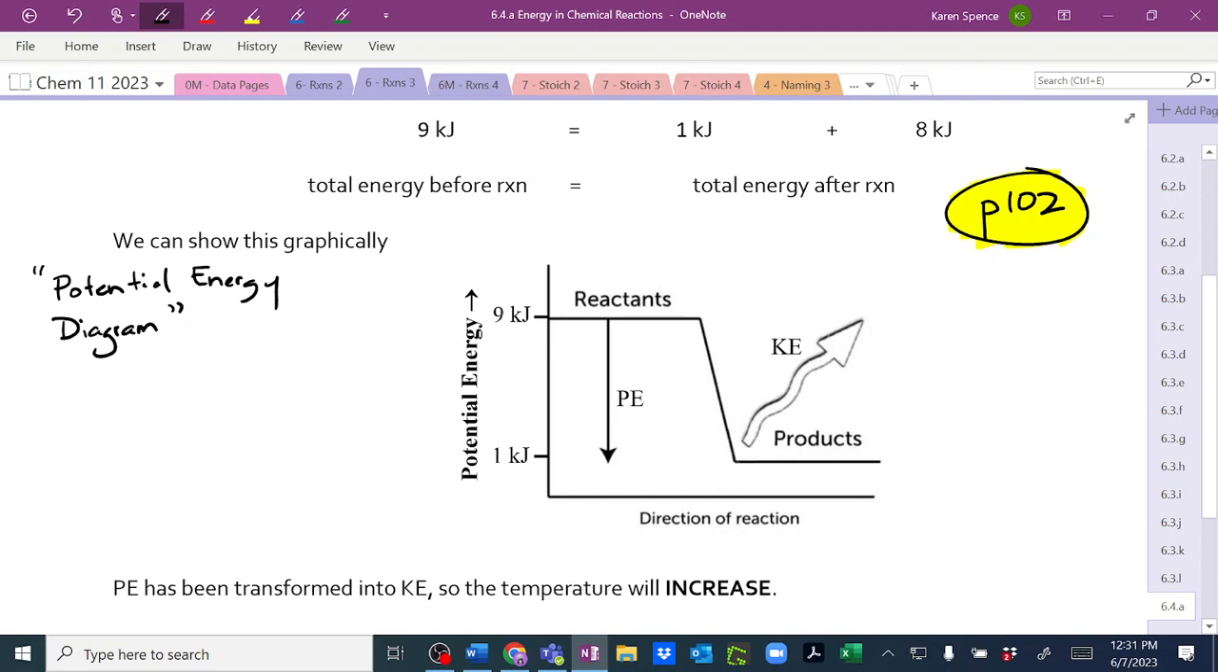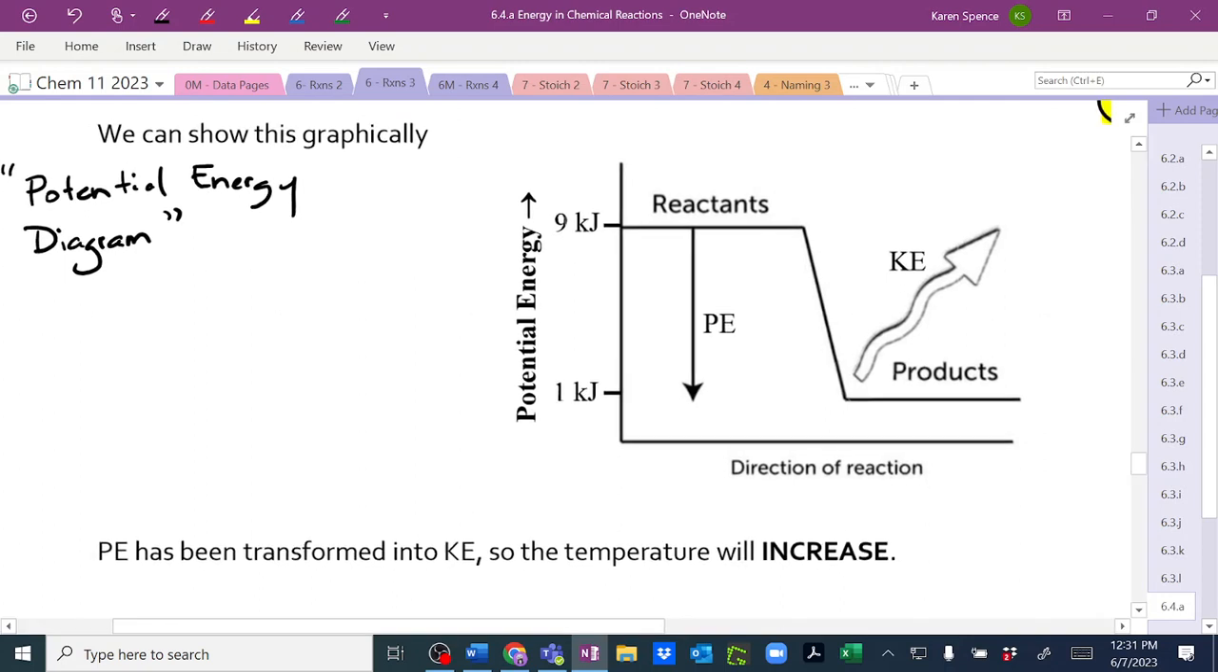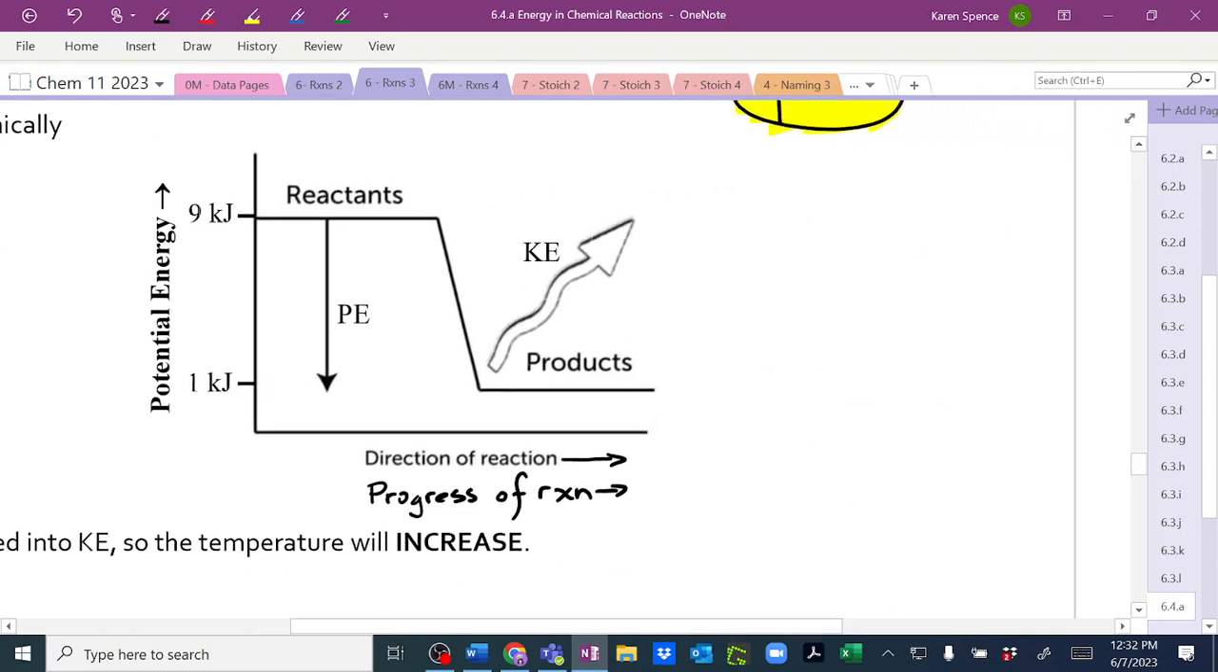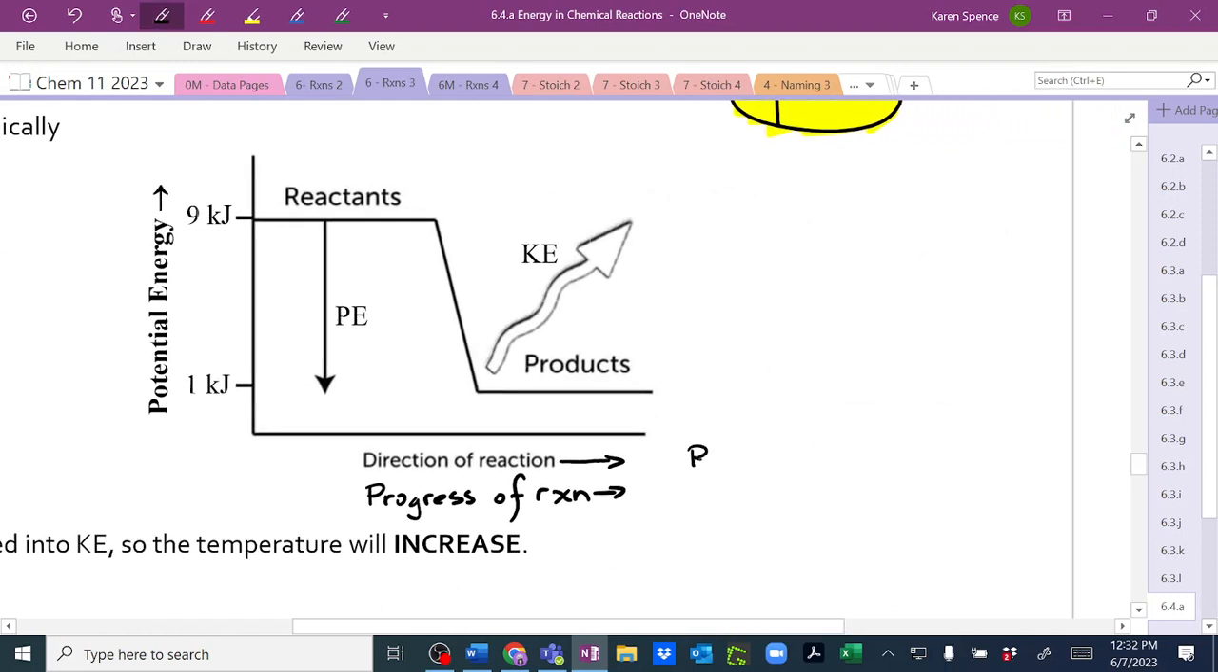And you'll notice that, of course, on our y-axis we have potential energy, but on the x-axis, we have direction of reaction. We could also write progress of reaction. That would be another alternative label for the x-axis. We could also label it reaction proceeds.